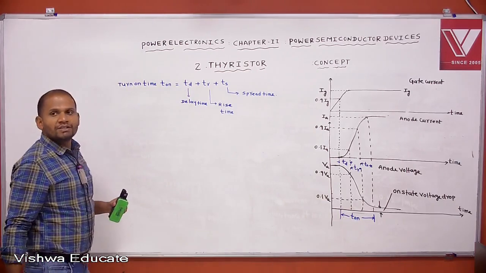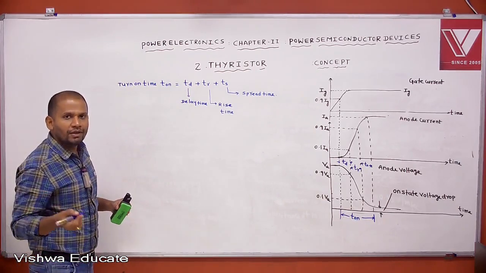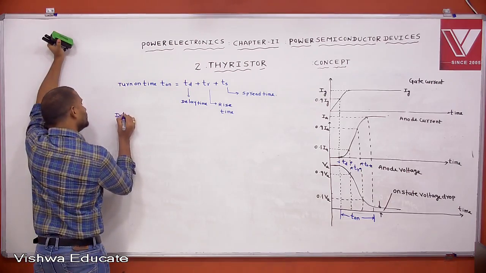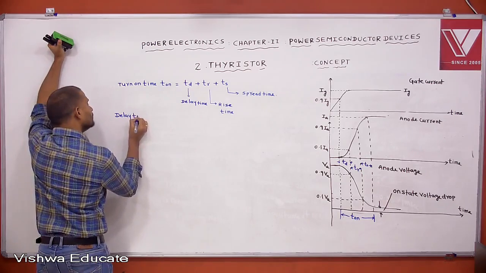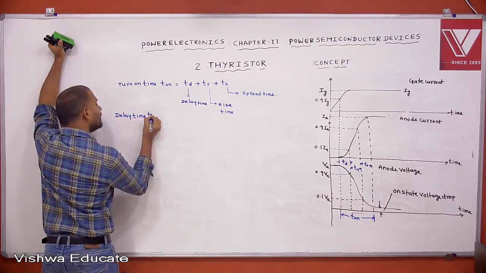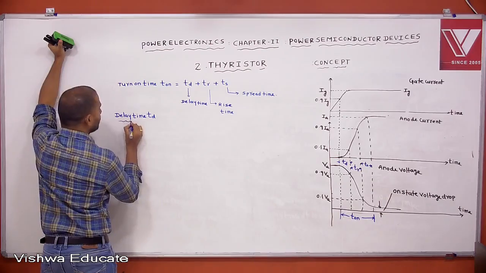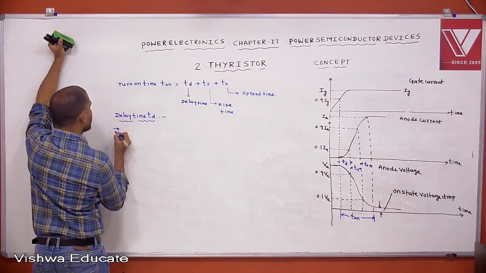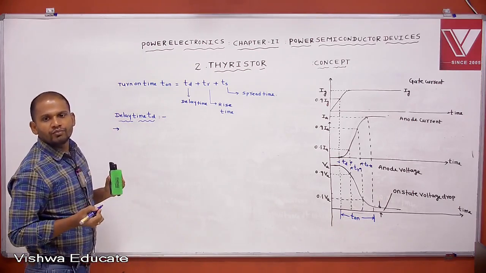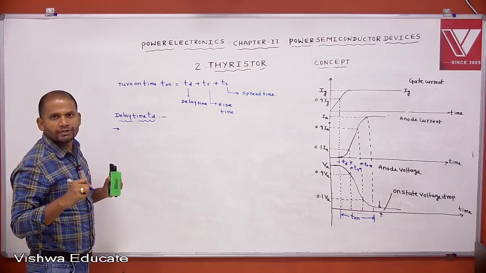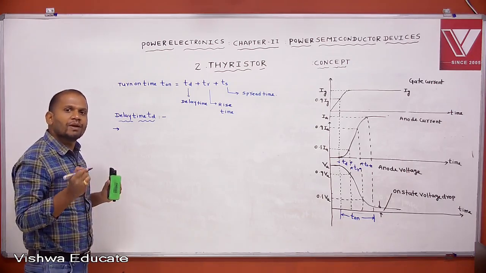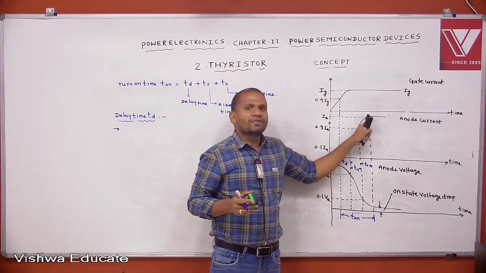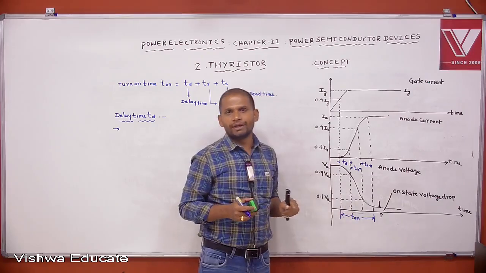Now what is the significance of each time and what is the definition of each time, that I want to discuss. First we will start with the delay time TD. What is the delay time TD? First, I want to make the definition. We can define it with respect to current or with respect to voltage. With respect to current means rise of current. With respect to voltage means fall of voltage.